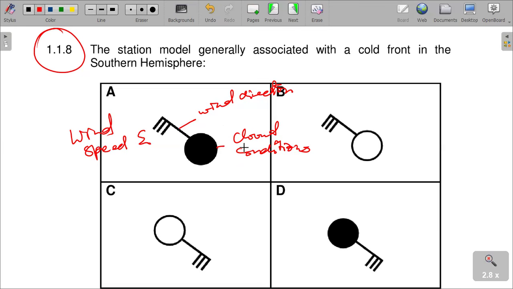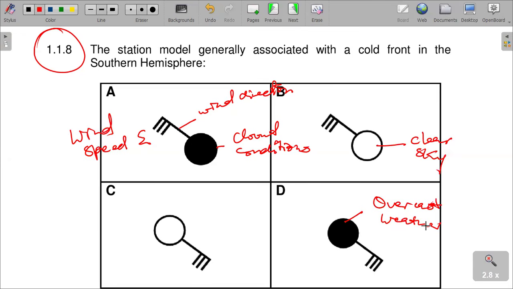When it is fully shaded like this, it means an overcast condition. And when it is like this, it shows a clear sky. And this shows an overcast weather condition. So what I'm saying is that a cold front is associated with which kind of weather? Again, this is in the southern hemisphere, hence it must also relate to the wind direction.